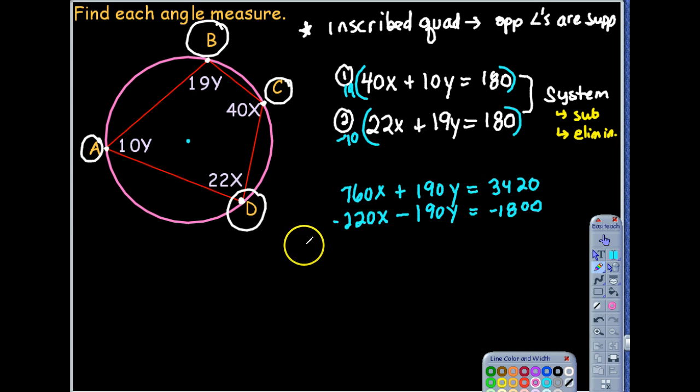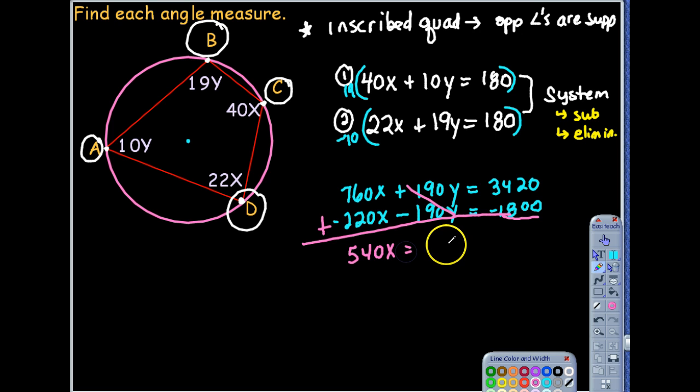Now, what's our goal? We want to combine these two equations together. So we're going to add them, which, notice, when we do that, the y's totally cancel out. So let's add 760 plus, basically minus 220, and that's going to give us 540x. And then our 3,420 minus 1,800 is going to give us 1,620. Then divide that by 540, and that's going to give us 3.